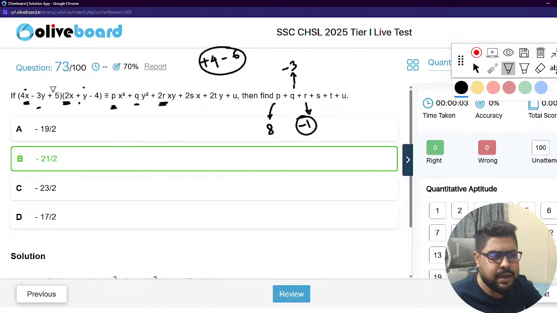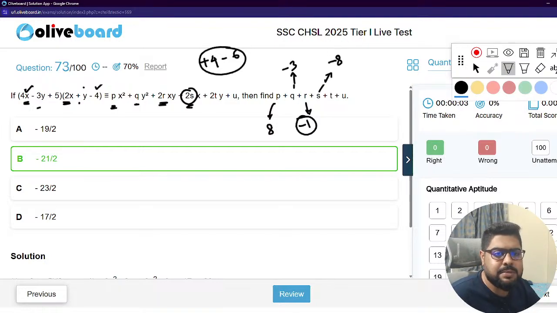3y square minus half. Now, x will come from 4 and this, and minus 16, and so this is plus 10. So minus 6. Minus 6 is equal to 2s. So s will be, sir, minus 16. So this is minus 8.